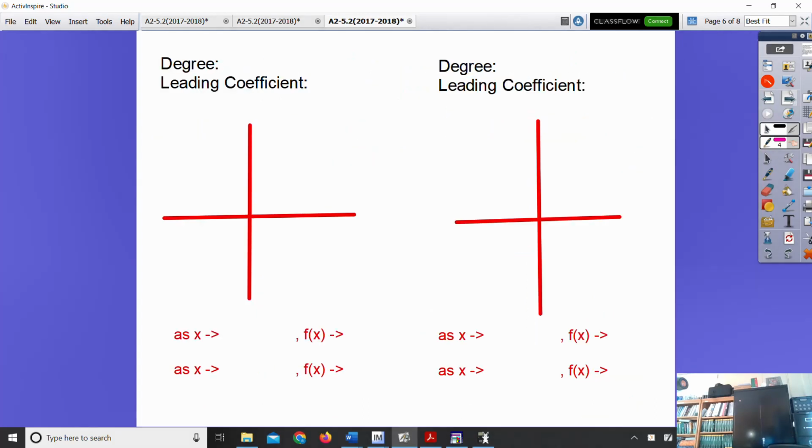So we just did all the x to the evens. What do you expect is next? X to the odds. Both of them are going to be x to the odd. One of them is going to be positive, and one of them is going to be negative.